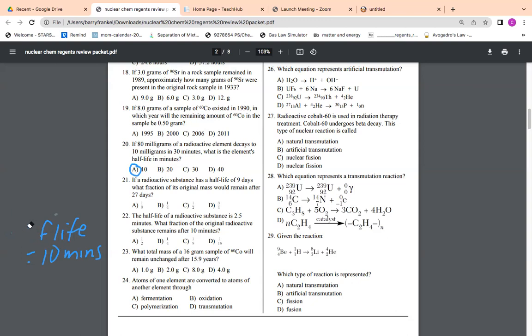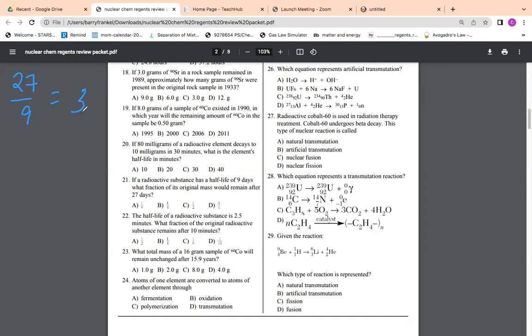All right, 21. We didn't do this one, and we didn't do the next one either. So if a radioactive substance has a half-life of 9 days, what fraction of its original mass would remain after 27 days? So again, you can plug everything into your formula. So what we want to know is how many half-life periods have happened. So each half-life is 9 days and 27 days have passed. 9 goes into 27 3 times. That's 27 divided by 9. So this thing decays 3 times.